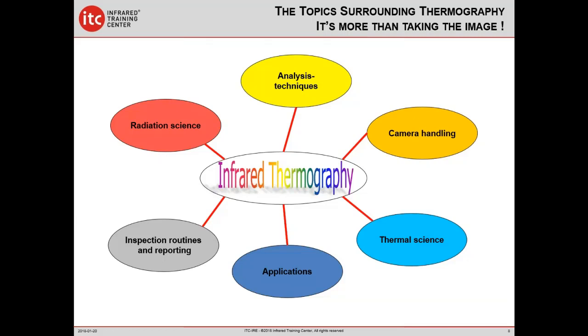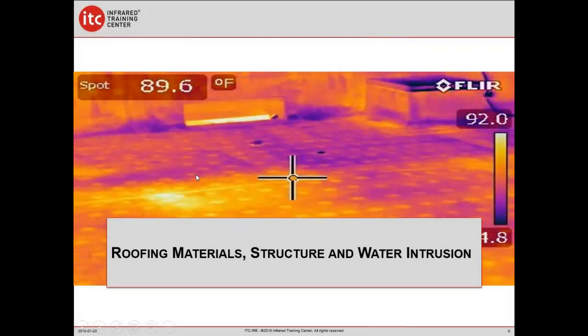So if you really want to learn all these different factors, including the impact of thermodynamics on what you see, we would recommend you take an ITC level 1 or roofing course. It goes into all of these different aspects of thermography so that we're doing it the correct way and we get great images. We'll just touch base here a little bit into roofing materials, structure, and water intrusion.